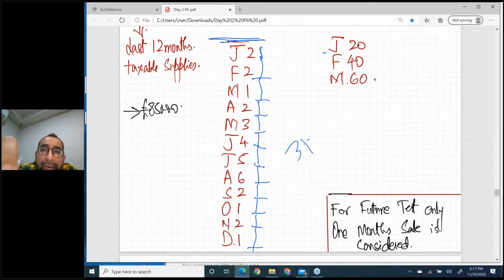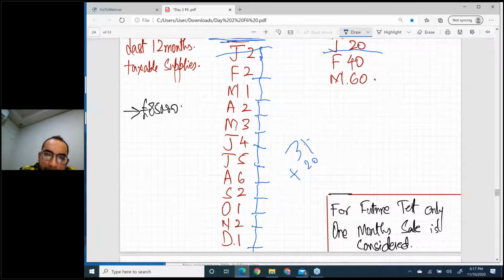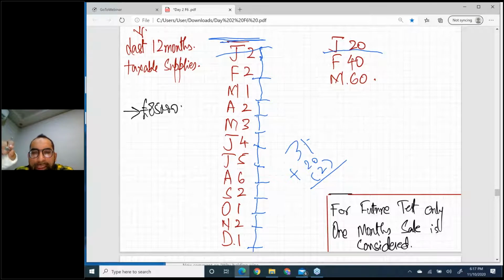Now, once 12 months have gone and you still haven't crossed 85, you will add one new month and subtract one old month. What's the new sales? 20. You will add 20 of the new month and you will subtract 2 of January. So 31 plus 20 is 51, less 2 is 49.